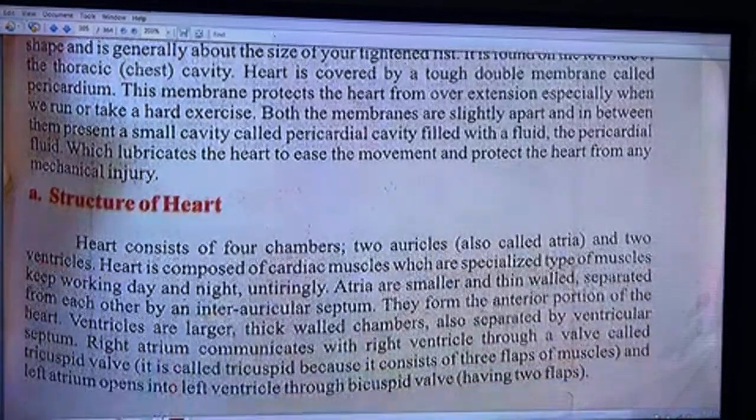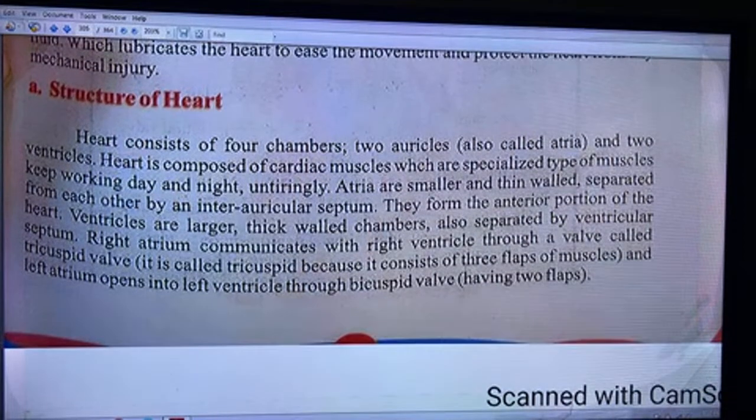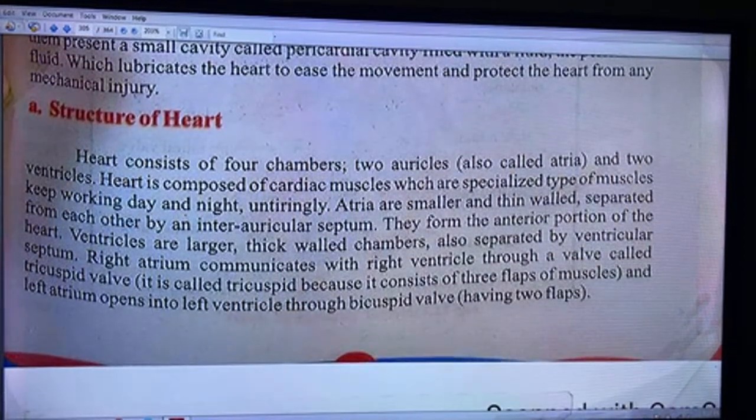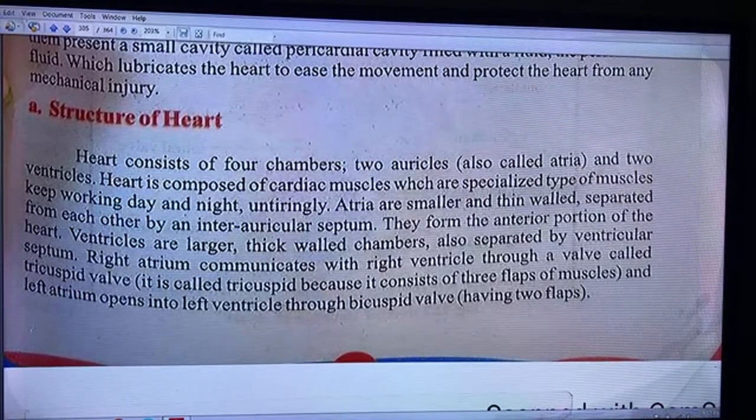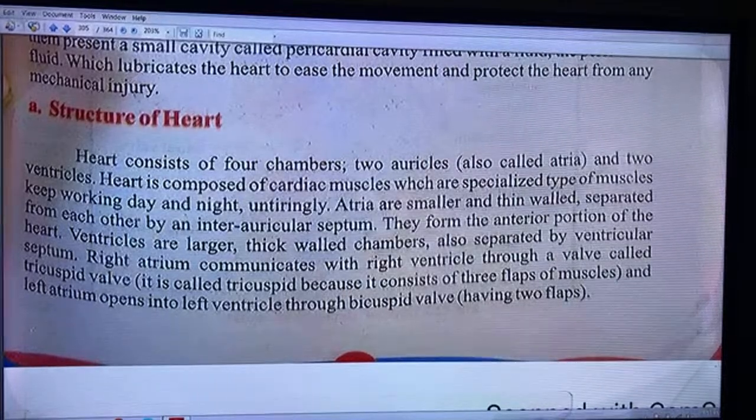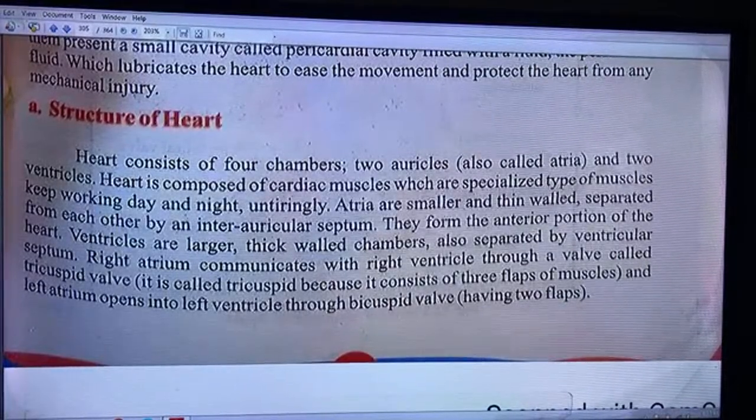Structure of the heart. The heart consists of four chambers: two auricles, also called atria, and two ventricles. The heart is composed of cardiac muscles, which are a specialized type of muscle that keeps working day and night untiringly. Atria are smaller and thin-walled, separated from each other by an interauricular septum. They form the anterior portion of the heart. Ventricles are larger, thick-walled chambers, also separated by a ventricular septum.